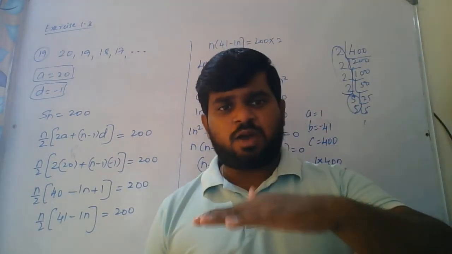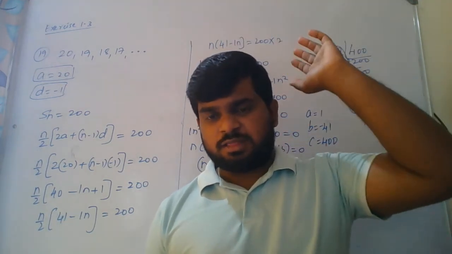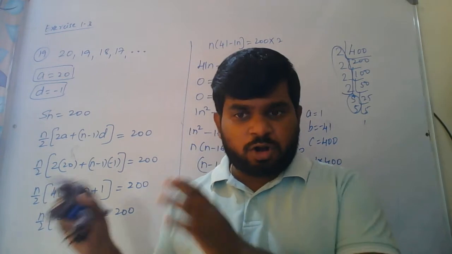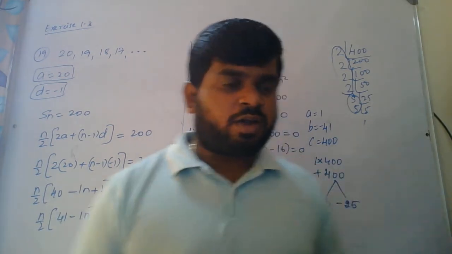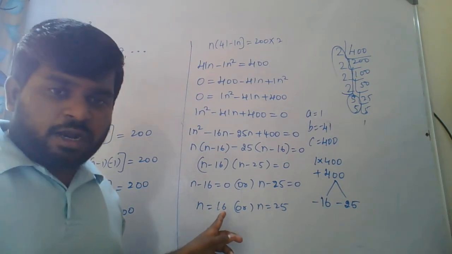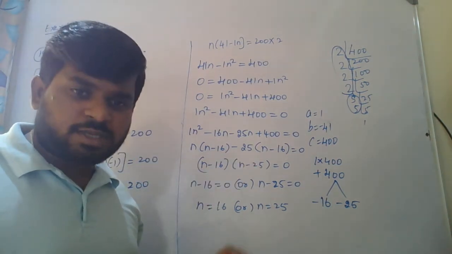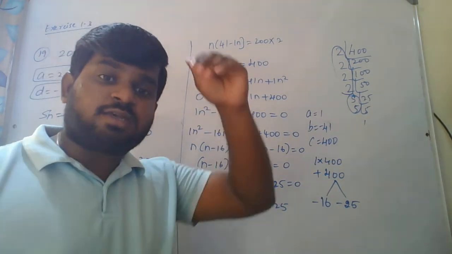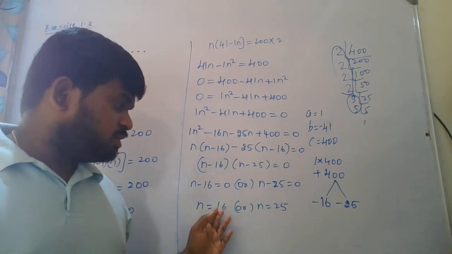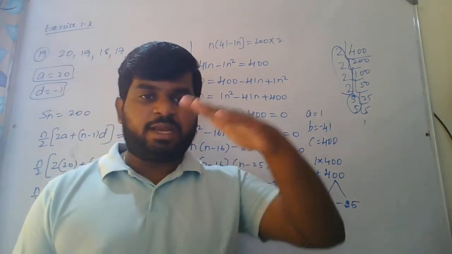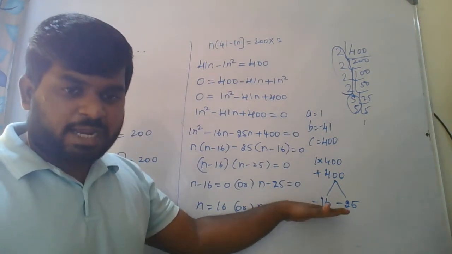I've got 20, then 19, 18, 17, 16. I'm arranging in this way. I've got only 200 wood logs. It is going to exhaust at some point. So this is telling it is going to exhaust at the 16th row itself, which makes sense. But this is telling it is going to exhaust at the 25th row. Contradictory, right?